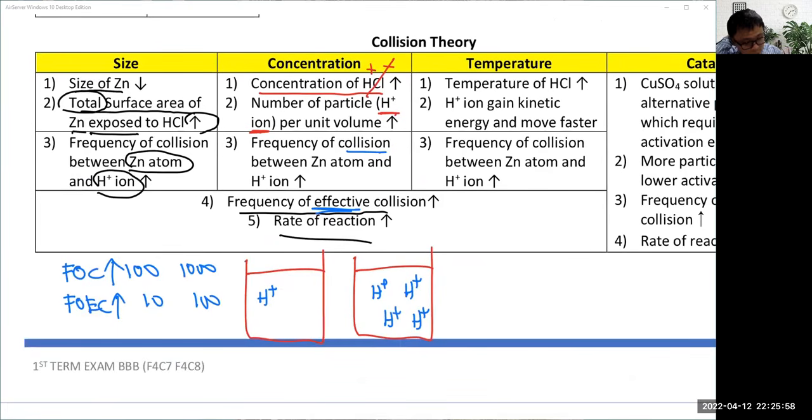Then if you increase the temperature, same thing. I only talk about hydrogen ion because chloride I cancel off already. So the hydrogen ion will move faster because when hot, particles will move faster. When they move faster, of course, they'll collide more. Then frequency of collision increases, then frequency of effective collision increases, rate of reaction increases.